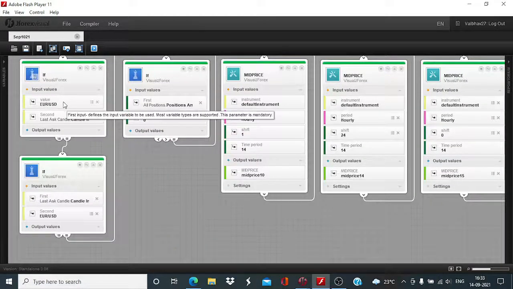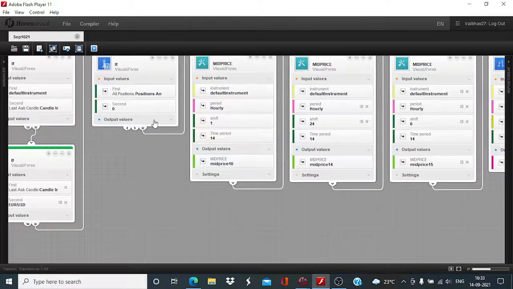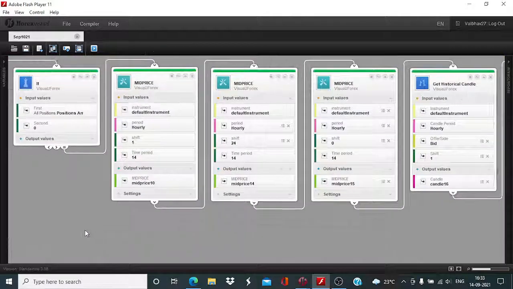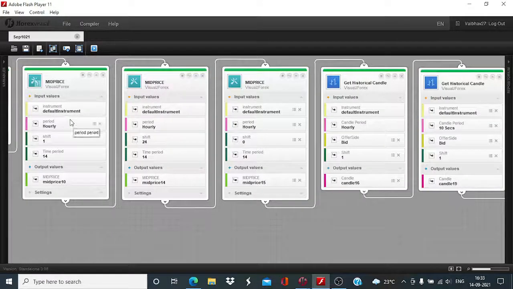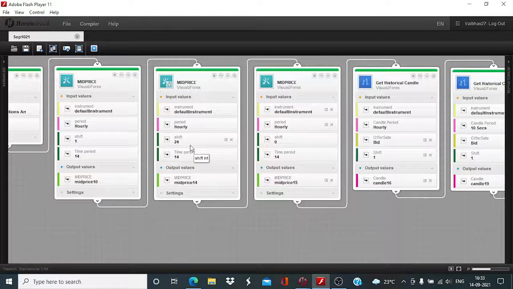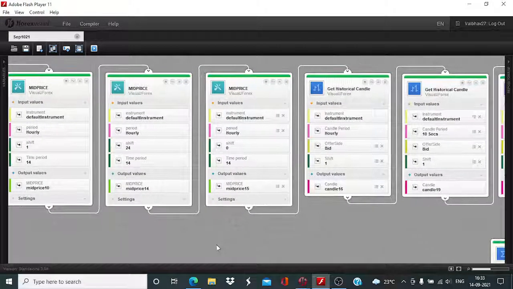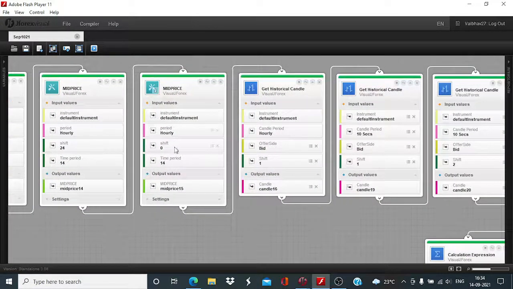The instrument subscription has been done. After that, the position amount was defined. I have included these three mid-price blocks of the hourly candle period. The only difference between these three is this look back period. First is 1, second one is 24. So we are going to go back 24 hours in time to retrieve the value for the mid price, and the current mid price value will be retrieved using the shift value of 0.